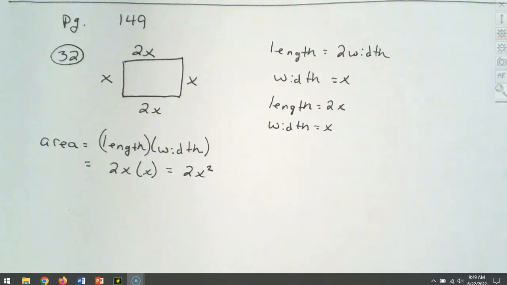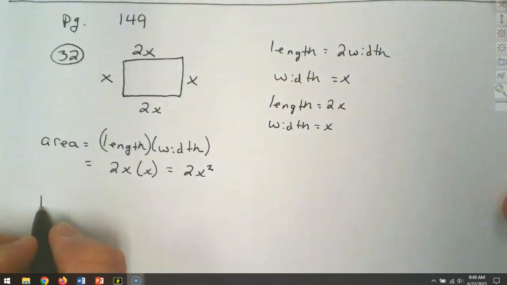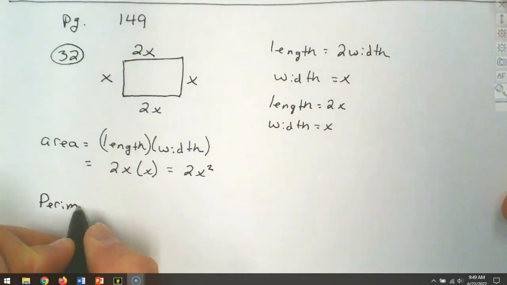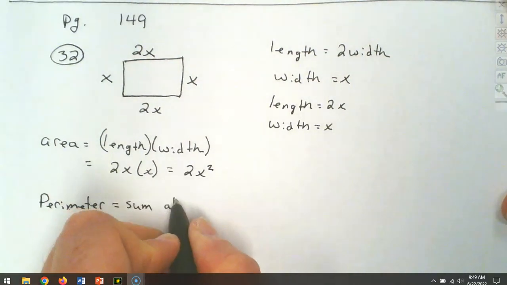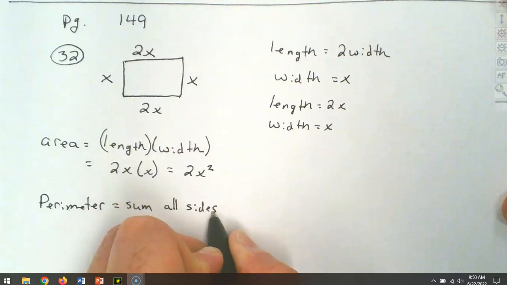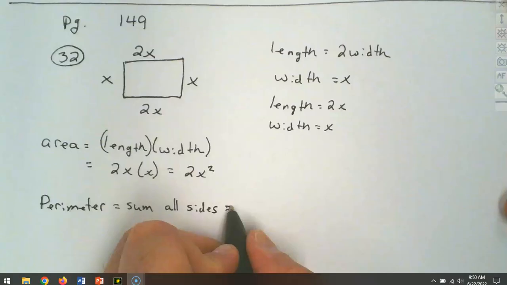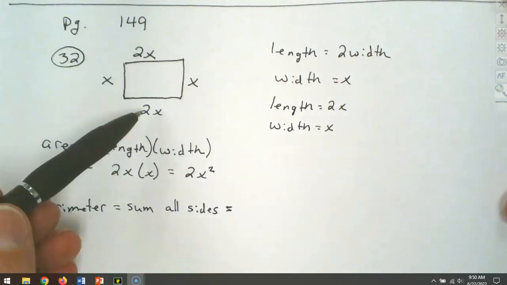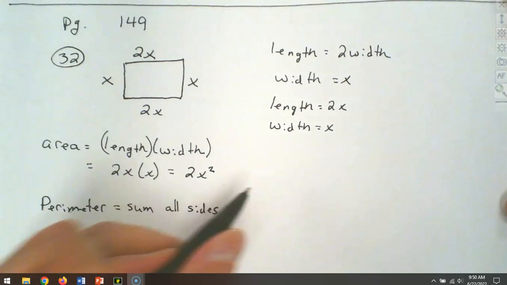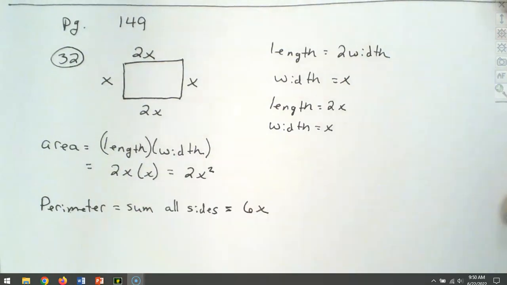Now, we're also going to need the perimeter. And the perimeter is the sum of all the sides. And if I sum up all the sides, let's see what we've got. We've got 2x, another x, that makes it 3x. 2x more makes it 5x. 1x more makes it now 6x. So we've got our perimeter, which is 6x, and we have our area, which is 2x squared.